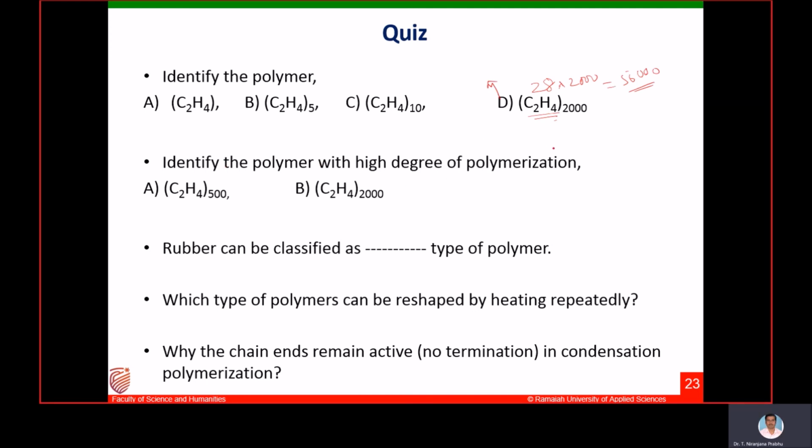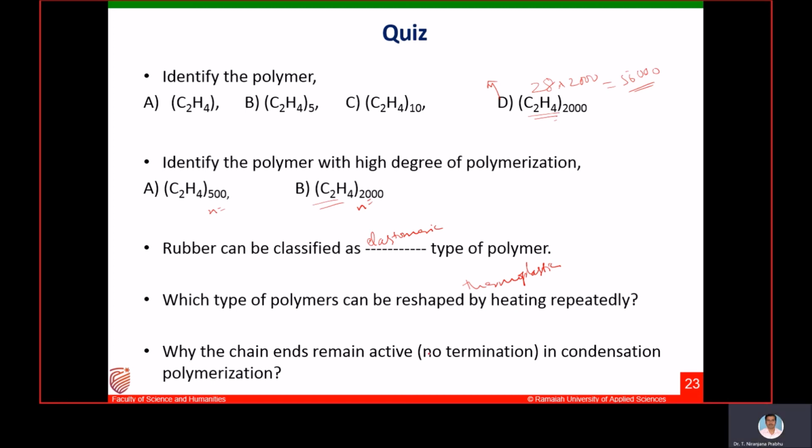Identify the polymer with high degree of polymerization. It is very simple. N is 500 here, N is 2000 here. So this has a high degree of polymerization, and this polymer has higher molecular weight. Rubber can be classified as an elastomeric type of polymer. Which type of polymer can be reshaped by heating repeatedly? Thermoplastic. They can be reheated and reshaped.